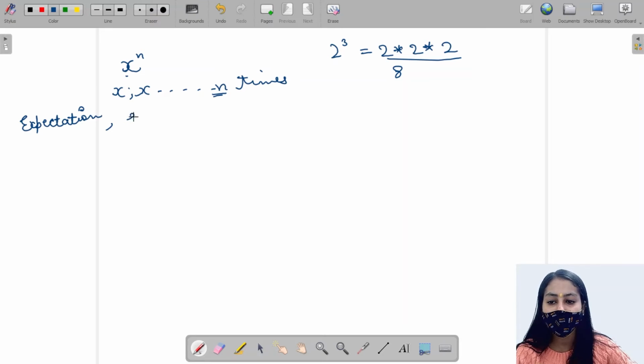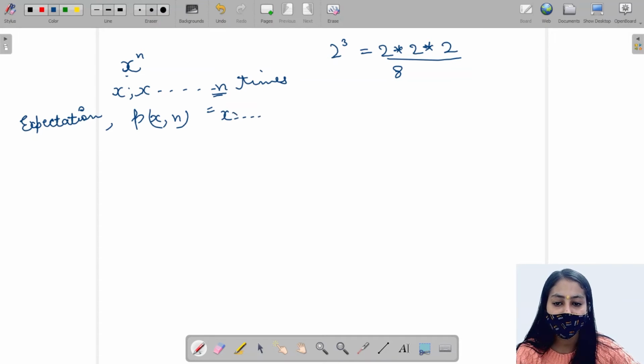That if I pass the numbers x and n to a function, let's say the function is power, then it will return me x power n, that is, x multiplied by itself n times, right?